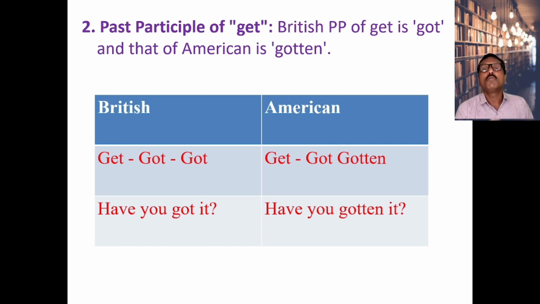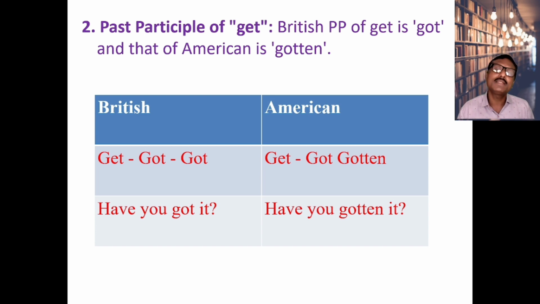Then there is one more special category. It's not actually a group, it's for the single word. That is the past participle of the word get. British past participle of the word get is got, and its past tense is also got. But for American, it is not so. For American, past participle of the word get is gotten. Get, got, gotten. It doesn't mean that they don't use got, they use got also, but more commonly they use gotten.